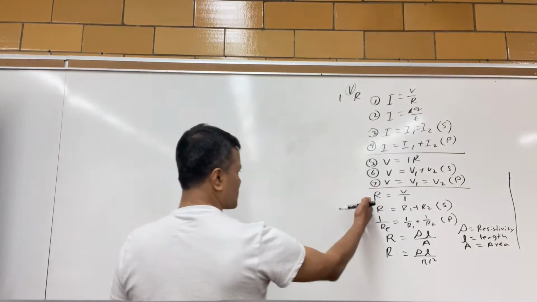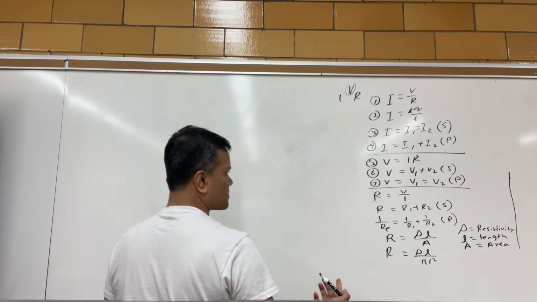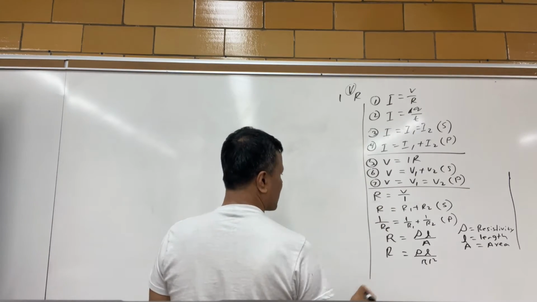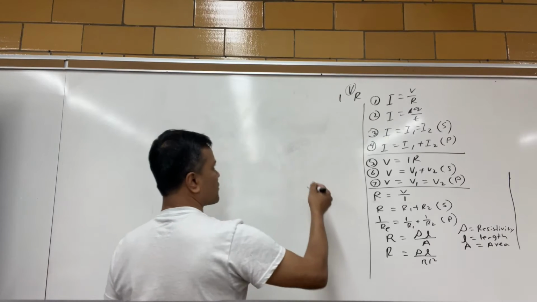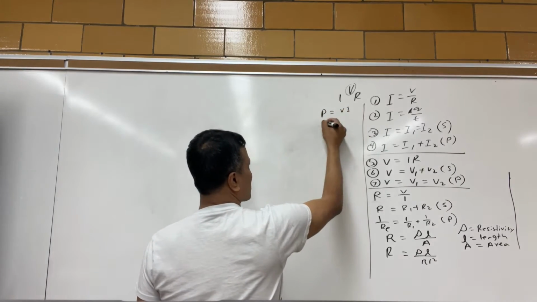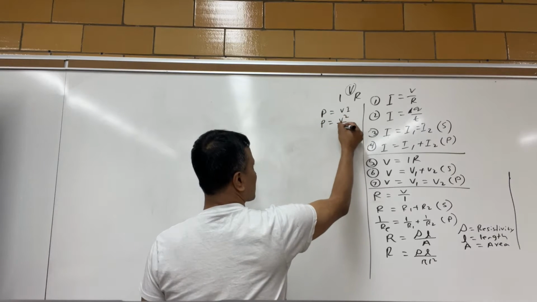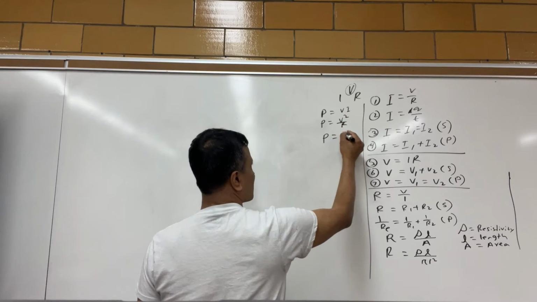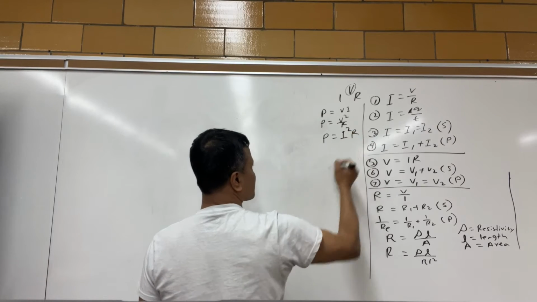So these 1, 2, 3, 4, 5 equations are for resistance. I'm going to give a few more equations and then I'm going to move on to solve the problem. The power is VI. The power also can be V squared over R. The power also can be I squared R, right?